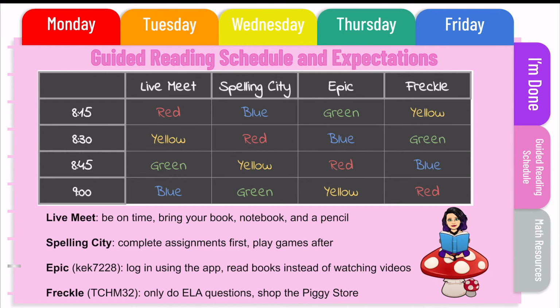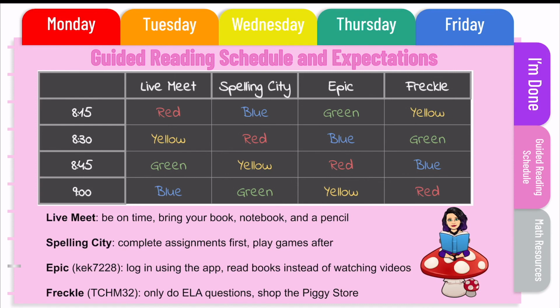The same is true for my groups, except you'll use my initials, KB for Courtney Brown. Red group will join at 8:15 using the meet code KB Red. Yellow at 8:30, KB Yellow. Green at 8:45, KB Green. And blue at 9 o'clock, KB Blue. You can see looking at this chart that we switch stations every 15 minutes.